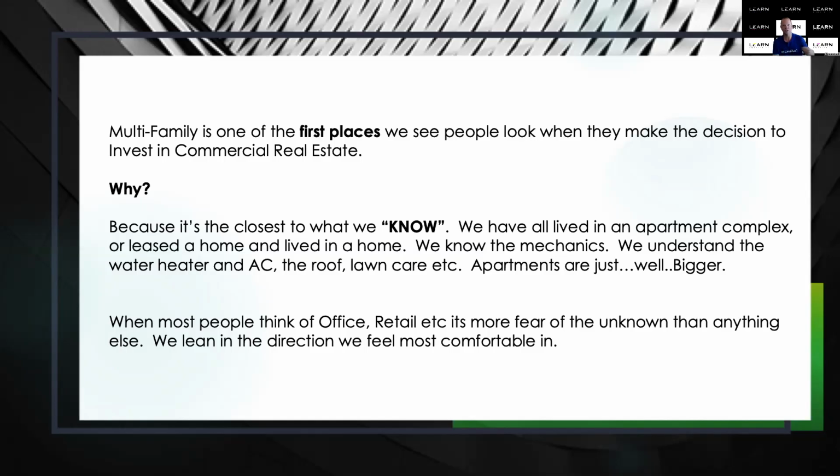Apartment complexes are just like that. They're just like the house or the apartment we lived in. They're just bigger, right? So instead of you dealing with your own AC or water heater, we're dealing with 50, 100, but the mechanics are the same. It's just larger. It's just scaled.